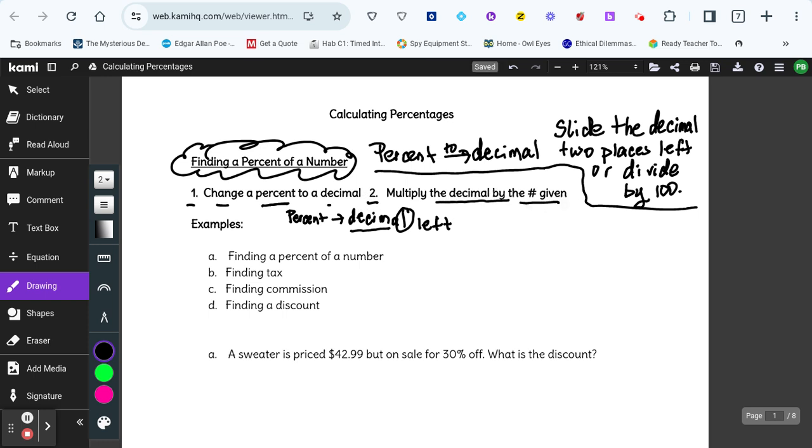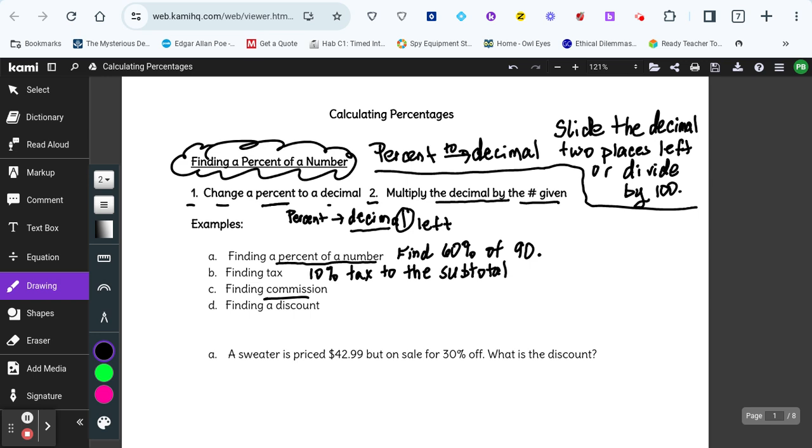Okay, some examples of finding percents of numbers would be A, just the percent of some number. Like if we say find 60% of 90. That's finding a percent of a number. Or finding tax, if we say there is a 10% tax on the subtotal. Subtotal is just what you owe before tax.